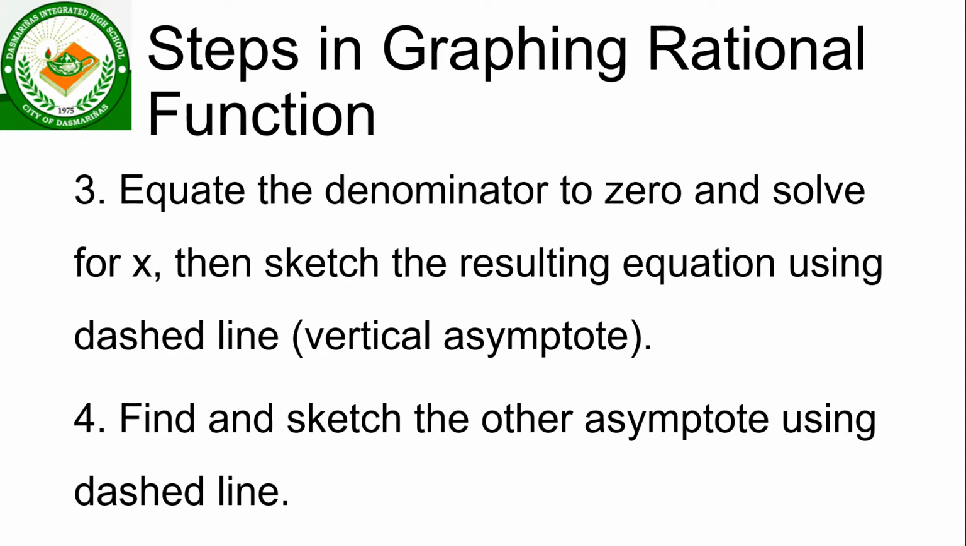So the fourth one is to find and sketch the other asymptote using a dashed line. And in this fourth step, you are going to apply what you have learned on how to determine the horizontal asymptote of a rational function and how to determine if there is one. And if there is a horizontal asymptote, what will be its equation? So all that I have presented a while ago will be applied in step number 4.